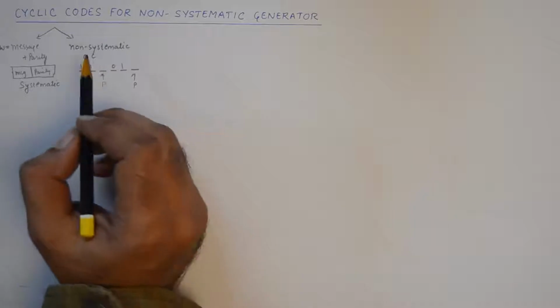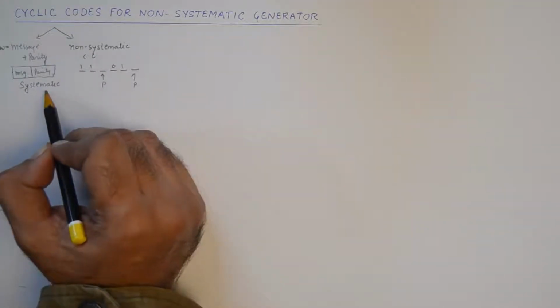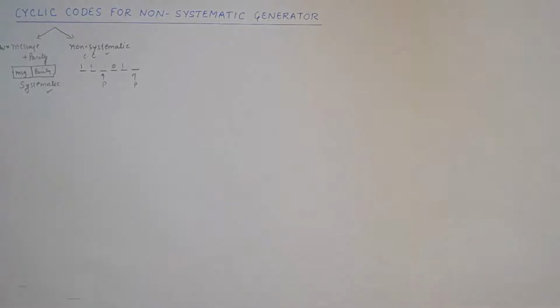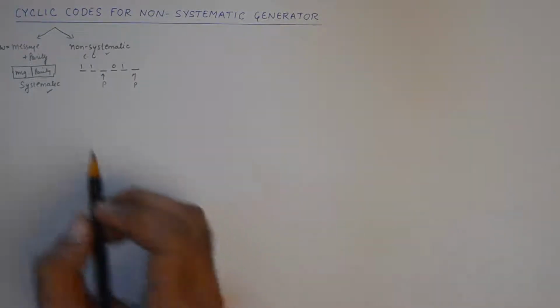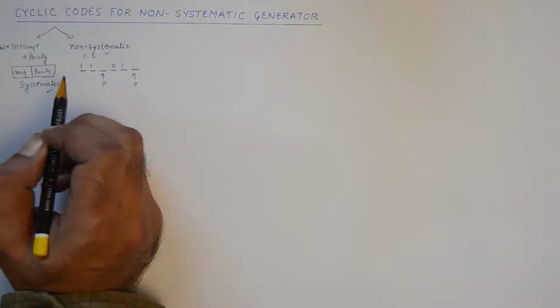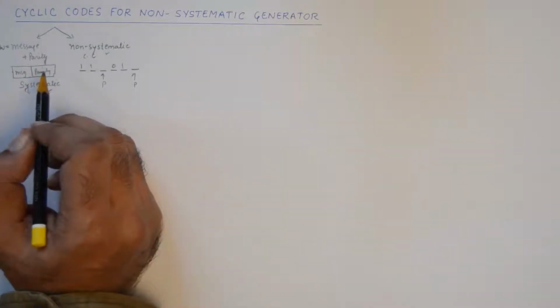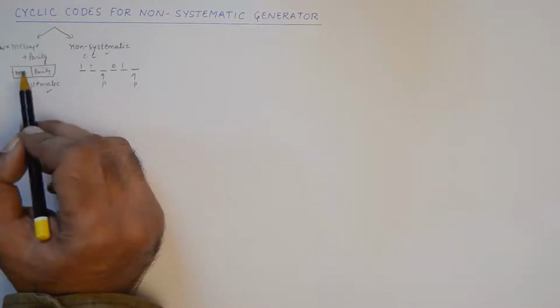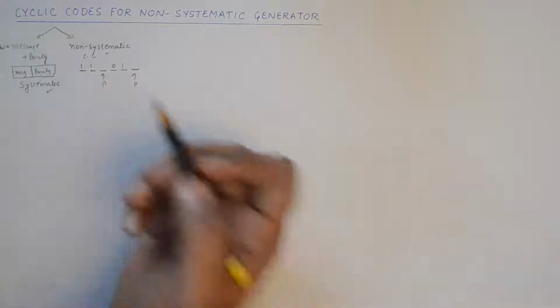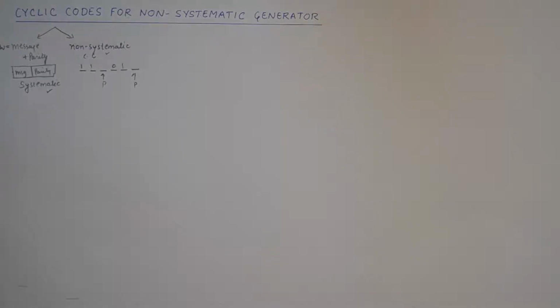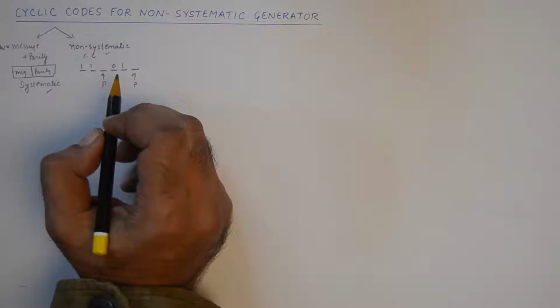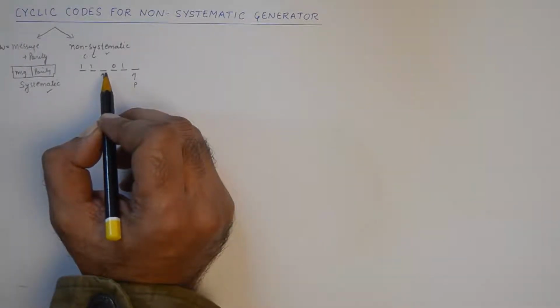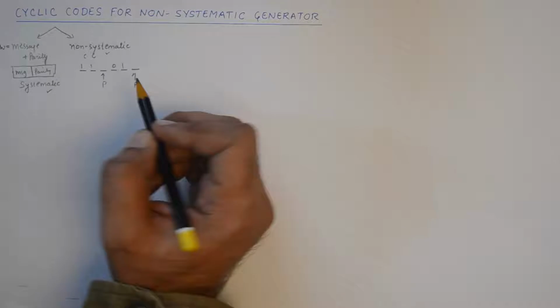Now, there are two kinds of cyclic codes that can be generated. One are systematic and the other one are non-systematic. The systematic cyclic codes are those where messages and parity are separated. For example, message would compose of the first three bits and the parity would compose of the next three bits in a 6-bit code word. They do not form a zigzag pattern, or the parity would not be lying within or between the bits of the messages.